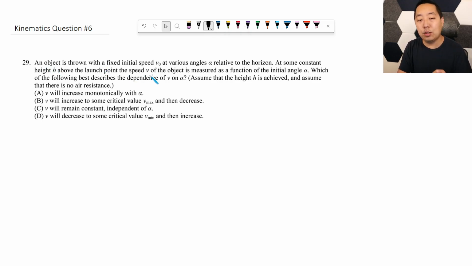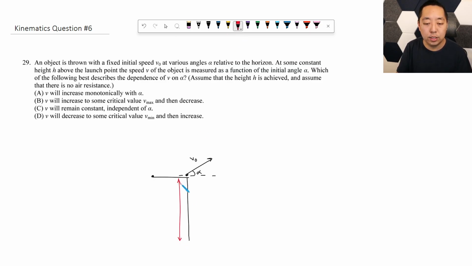So we have an object thrown with a fixed initial speed at various angles relative to the horizontal. We're launching it at different angles at some constant height h above. Here's the distance h, and we're launching it at different angles here, with speed v0. Notice that it's very symbolic. I still teach this process. This is sometimes a little bit tricky, but even with symbols, we're going to do the same process.